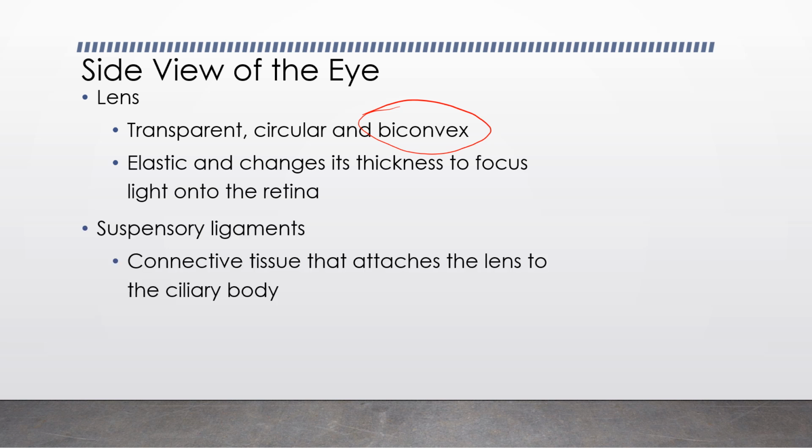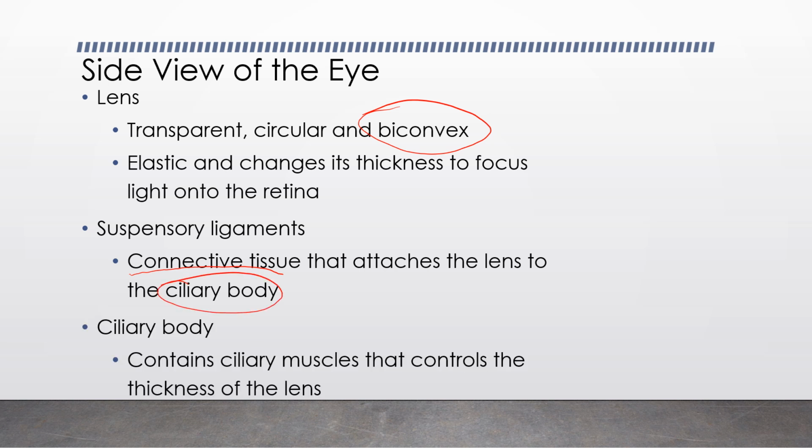Suspensory ligaments are special connective tissue that attaches the lens to what we call the ciliary body, which is the next part. The ciliary body contains ciliary muscles that control the thickness and the curvature of the lens. So these three are actually involved in what we call the accommodation part of the eye, which is how an eye adjusts to seeing a sharp image with relation to distance.